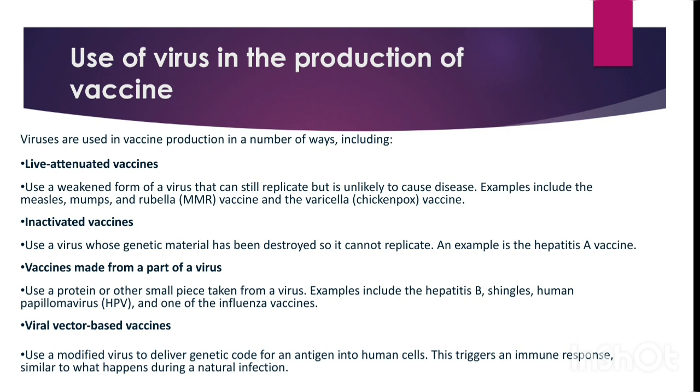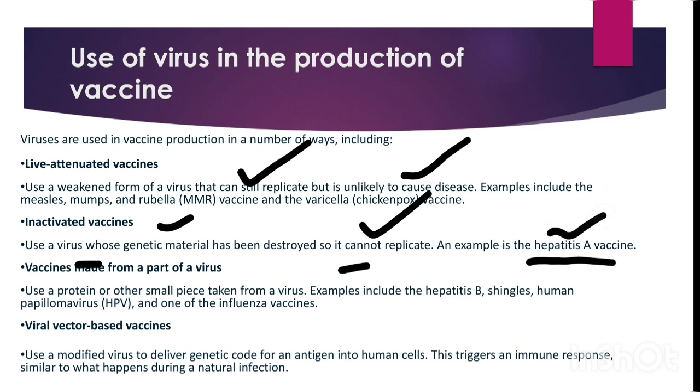Next, use of virus in the production of vaccines. Viruses are used in vaccine production in a number of ways, including live attenuated vaccine. Here we can use a weakened virus. It has the capability to replicate, but it cannot cause disease. Next, inactivated vaccine uses a virus whose genetic material has been destroyed, so it cannot replicate.